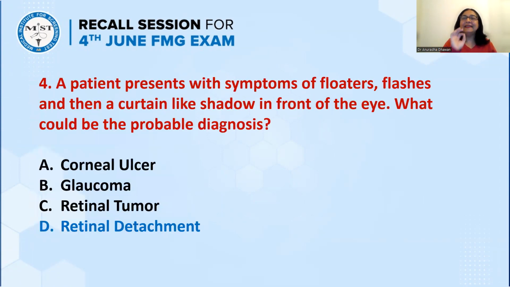and it covers the field of the vision like a curtain is falling on the field of the vision. So these key words in the case scenario were very, very typical: floaters, flashes, and then a curtain-like shadow. So the right answer to this question out of the choices given was very direct, that is retinal detachment. Okay, so retinal detachment, rhegmatogenous retinal detachment was the thing which examiner was talking about.